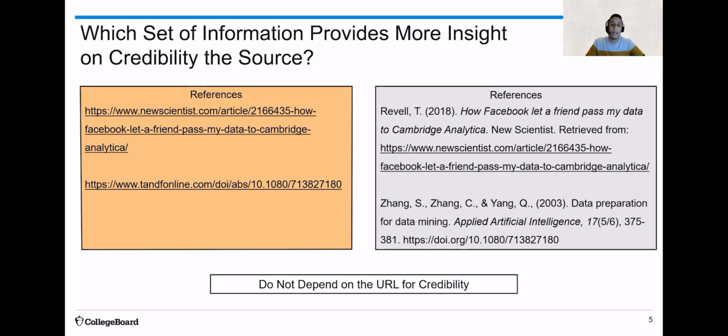And then the Zhang and Yang source on data preparation for data mining, we can see that that was published in an academic journal, Applied Artificial Intelligence. And so we can see that both of these sources, in the left-hand and the right-hand boxes, are the same two sources. But the box on the right-hand side is going to give the reader a lot more information as far as what these sources are actually about and where they're coming from. So the main takeaway here is that you shouldn't depend on the URL for credibility. You have to give us a little bit more clarity on what these sources are about, and you can do that with an adequate citation.